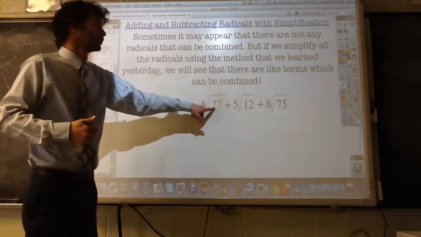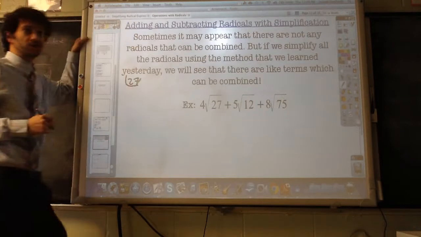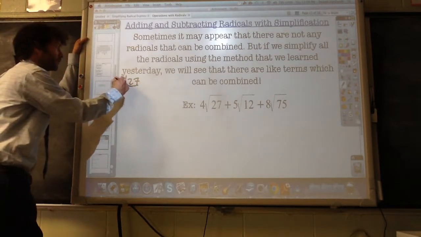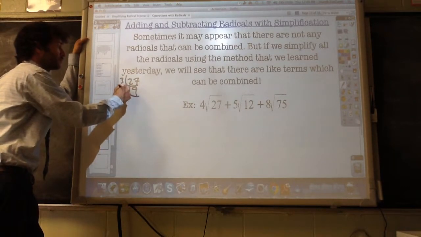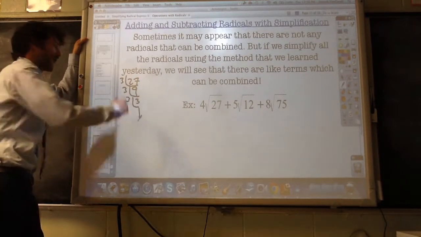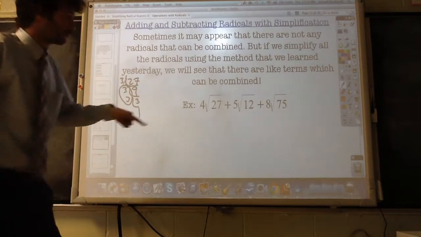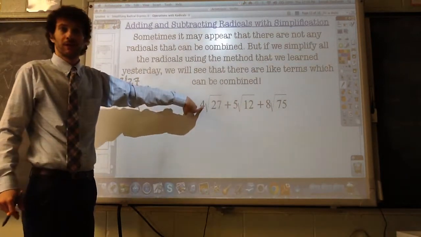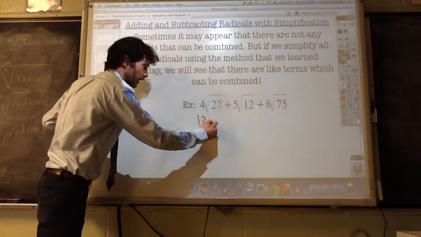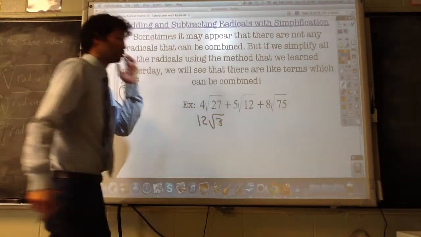So I would factor 27. 3 goes into 27 9 times. 3 goes into 9 3 times, and 3 is prime. So I have a pair of 3s. I get to pull out the 3, multiply it times the 4 that was already there to give me 12. And what do I put back inside? 3. Okay? Do the same thing with 12.